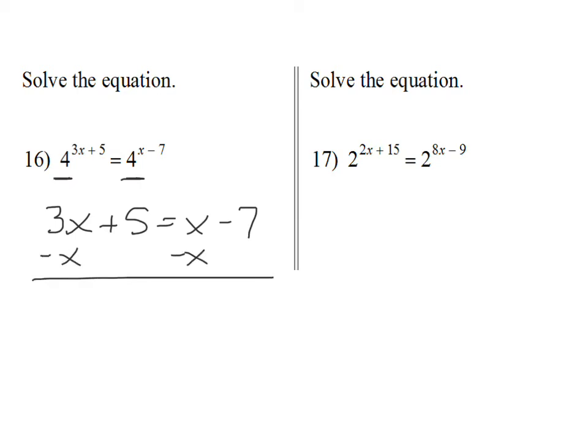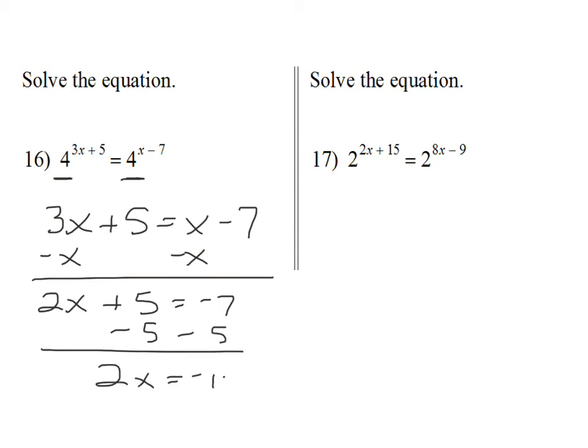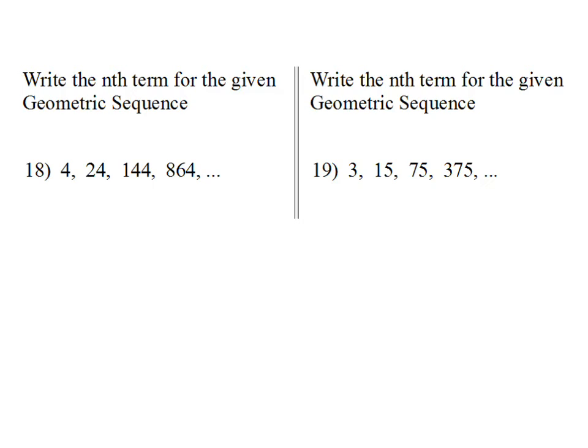So I'm first going to get the x's to one side. So I have 2x plus 5 is equal to a negative 7. Subtract the 5 from each side. I get 2x is equal to a negative 12. Now I'm going to divide by 2. I get x equals a negative 6. Now you can go ahead and do 17 by following those same steps.